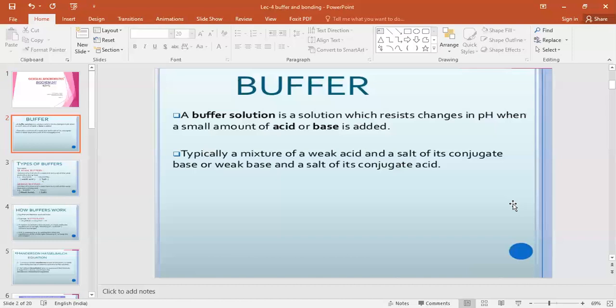Buffer means a solution which resists the change in pH upon addition of acid or base. What does it mean to resist the change in pH? If you add H+ ions into that solution, or if you remove H+ ions from that solution, then there is no change in the pH of that solution. The pH remains constant when you add or remove H+ ions. That type of solution is known as a buffer system.